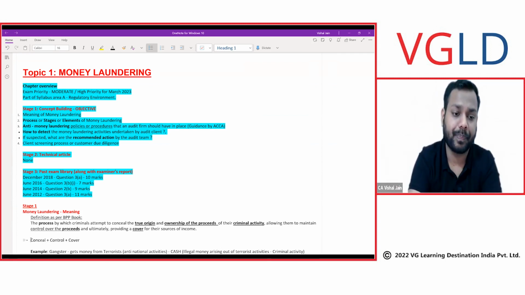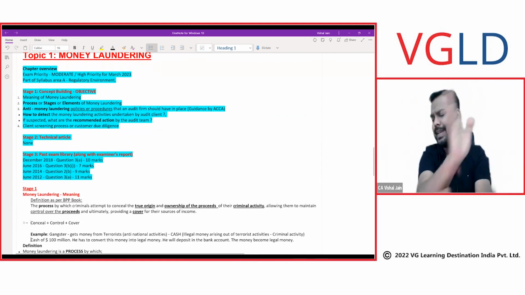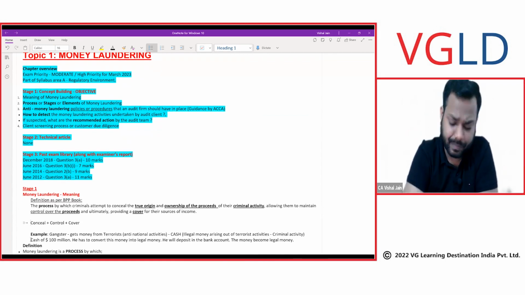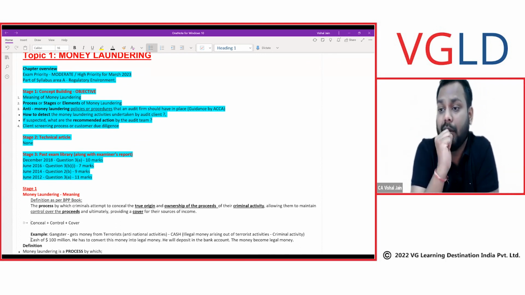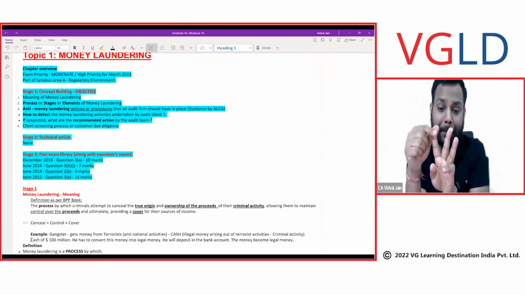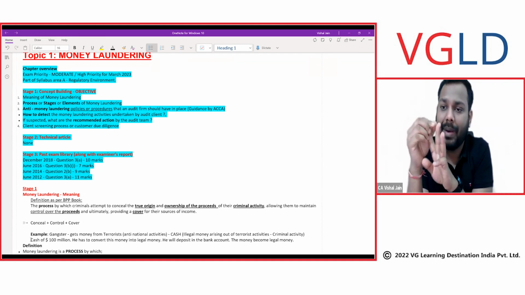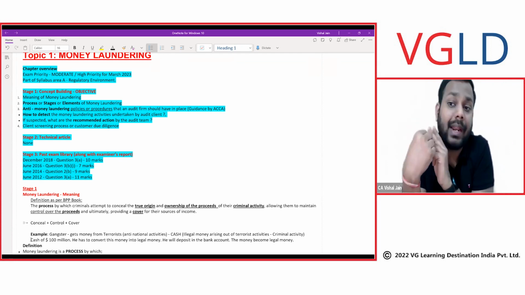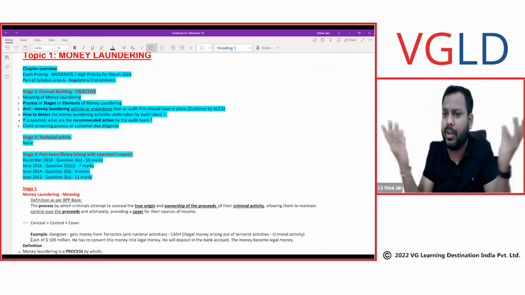Now, understand. The standard says, ACCA says, that money laundering is done in three stages. What are the three stages? The three stages are called placement, layering, and integration. What is the meaning of all these three?